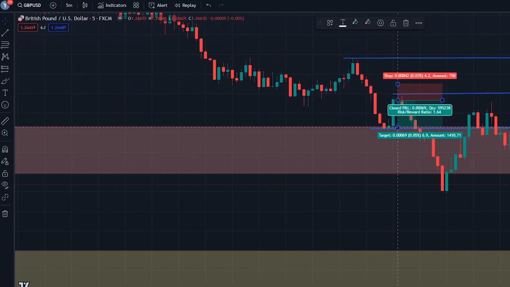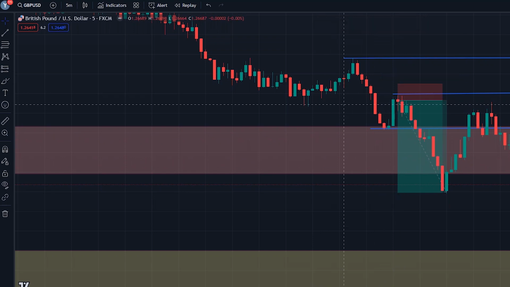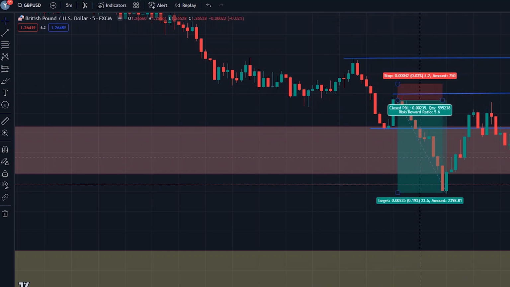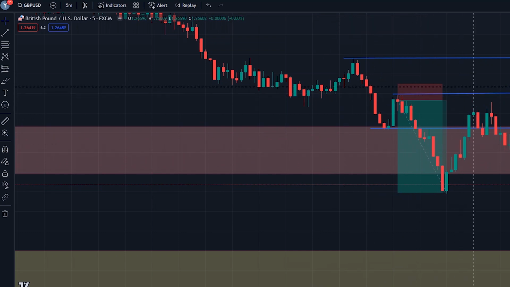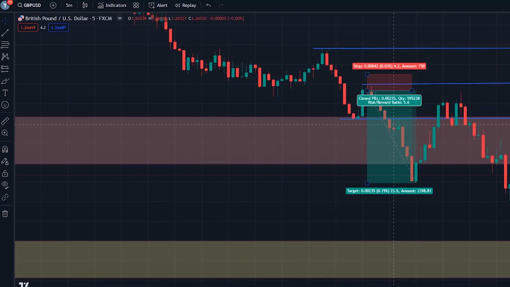Take your profit below the lower high, probably right here. Below the lower high, but most times I advise you to keep it 1:1, because this is a good scalping strategy. But look at this just right here, this is 1:5.6. You can see this is a very good risk to reward ratio.